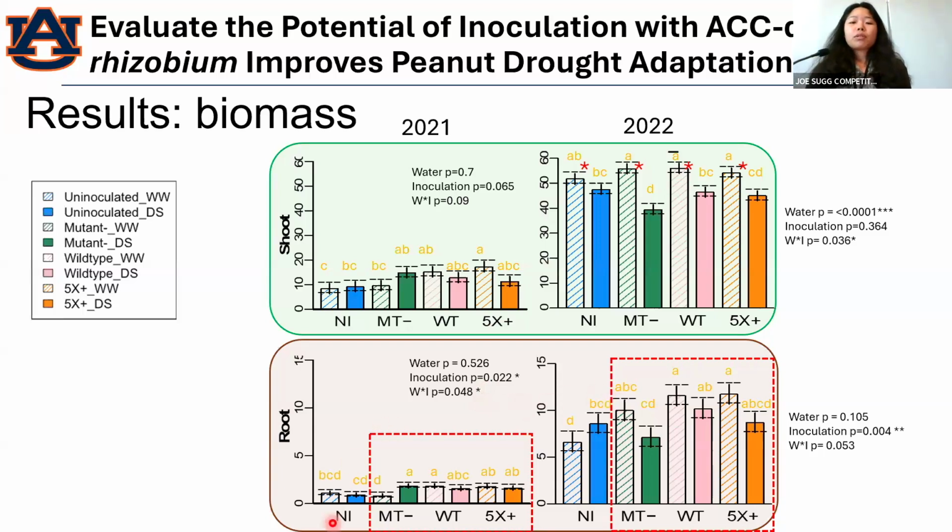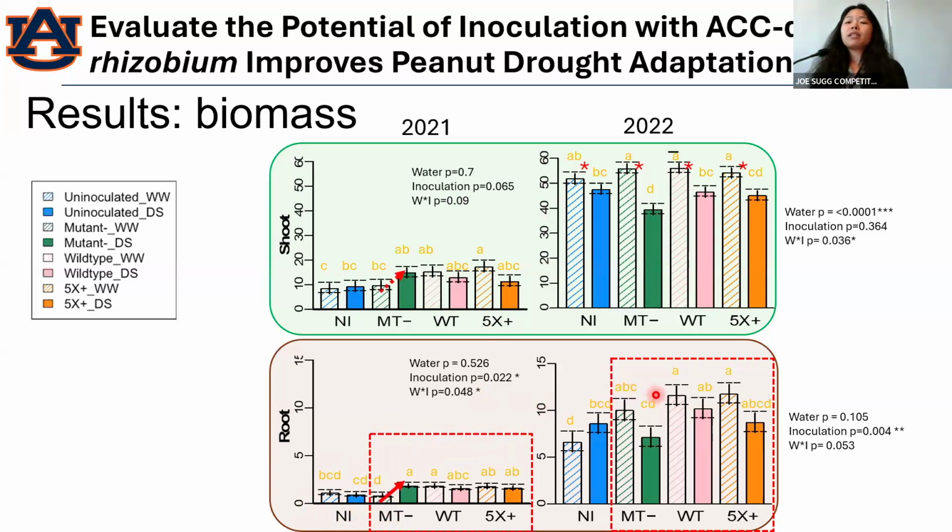So the plants that didn't have any inoculation, those controls, had significantly less root biomass compared to the plants inoculated with strains, including the mutant active, wild type, and 5 times. And similarly, we see that in 2022.